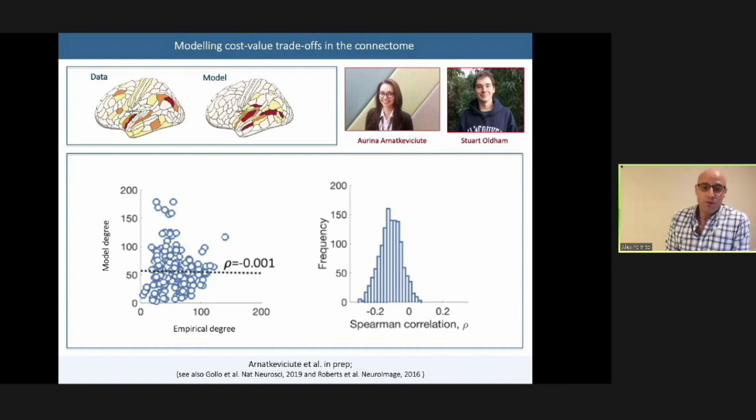So what these results suggest is that while these stochastic models do quite a good job of capturing the general statistical properties of the brain, they do a poor job of capturing the way in which these properties are spatially embedded. So it's not actually capturing the specific way in which hubs and rich clubs are wired.